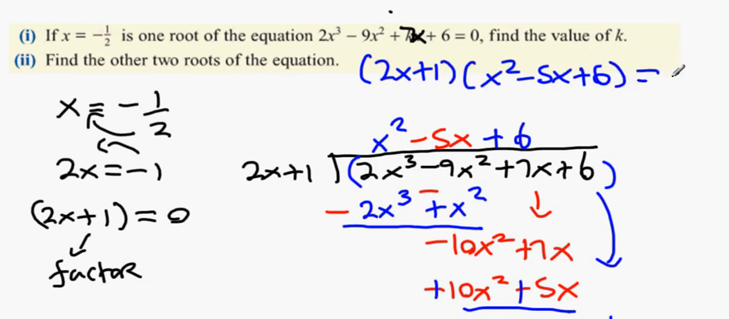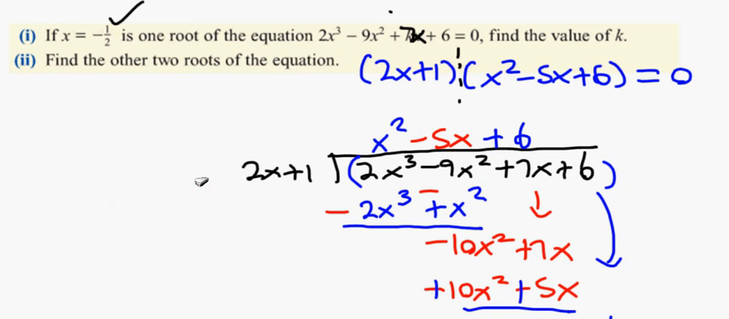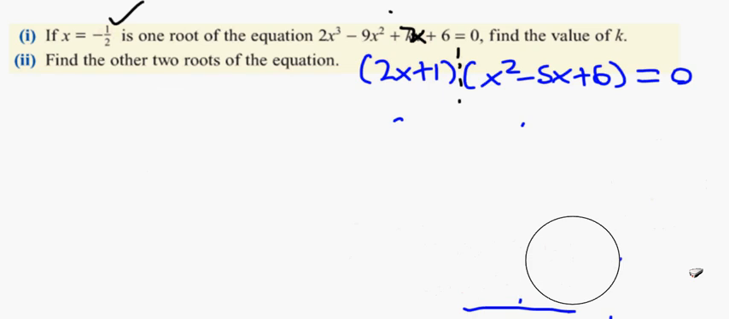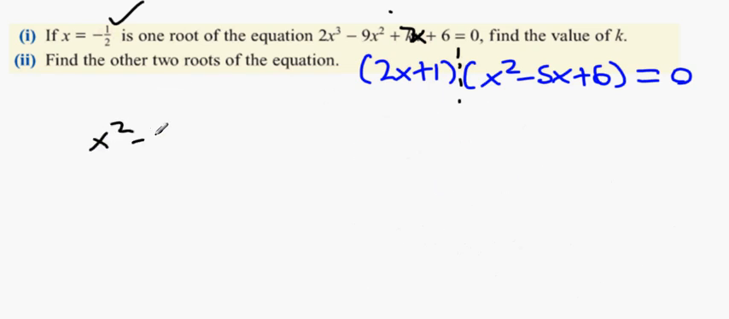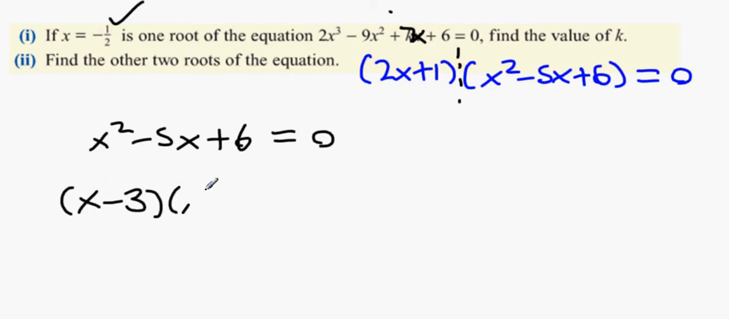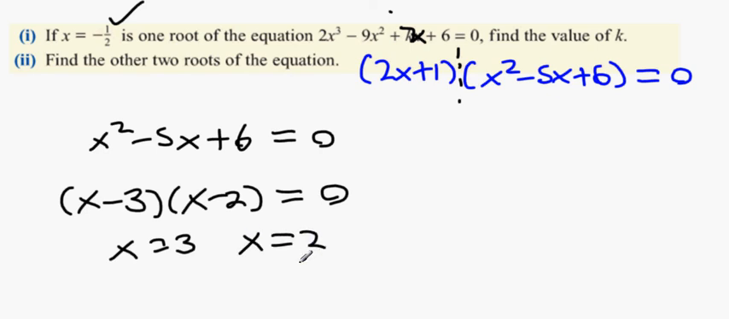Now, as discussed earlier, there's two numbers there. It either means the first one is equal to 0, in which case the answer is x equals minus half, or the second number equals 0. So what we're going to have to do now is factorise the second number, which is x squared minus 5x plus 6. And what we're going to get there is x minus 3, x minus 2 equals 0. And then we're going to get x equals 3, x equals 2.